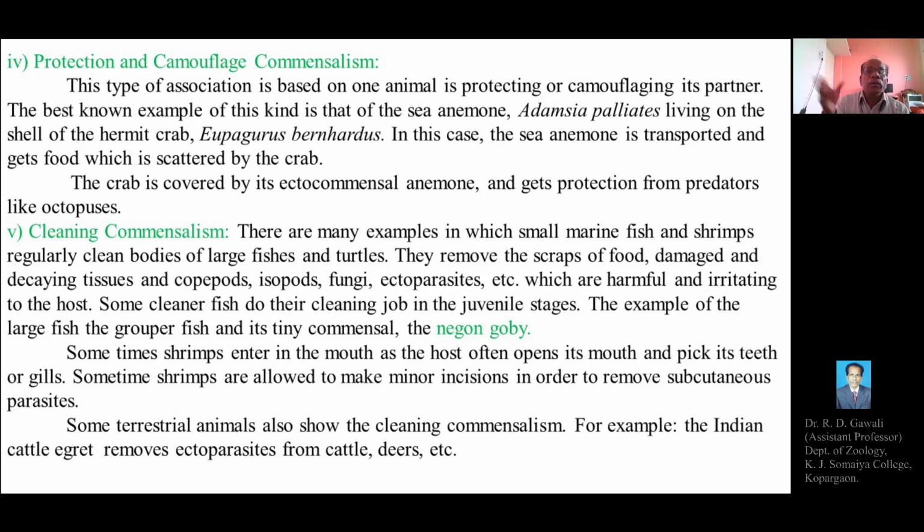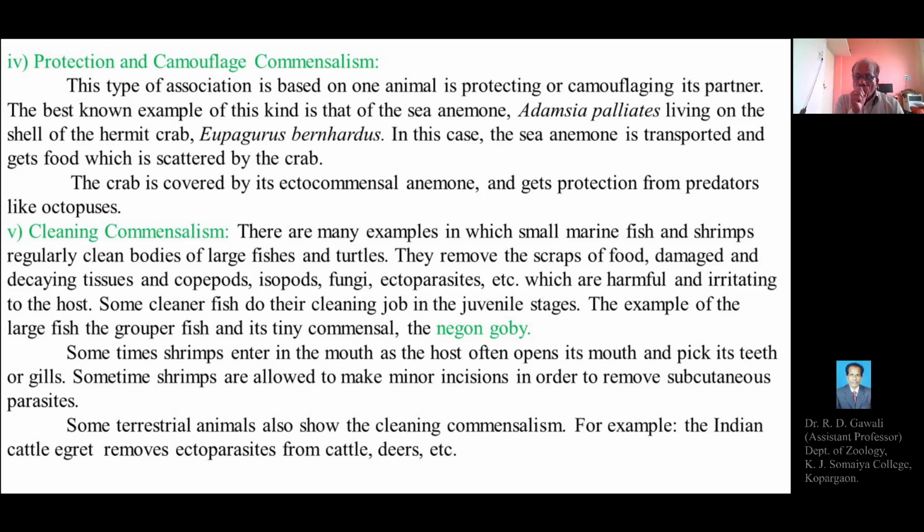This is the regular cleaning mechanism, or the activity performed by the small marine fish and the shrimps on the body of large fishes and the turtles. While cleaning, they remove the scraps of food, damaged and decaying tissues, and the copepods, isopods, fungi, or ectoparasite-like small organisms from the body of larger fishes, which are harmful and irritating to the host.